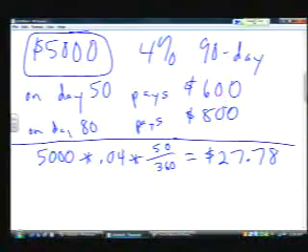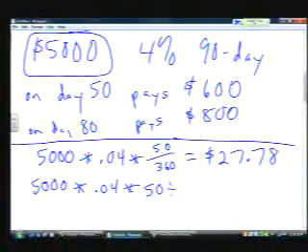On your calculator, you punch in 5,000 times 0.04 times 50 divided by 360. That's the easy way to do that on your calculator. Now, if you have a Kmart Blue Light Special, it's not going to work correctly. Hopefully your calculator, Rachel, and your calculator, Robert, has correct order of operations. I don't have time to talk about that right now, but this will give you the correct answer. By the way, is that what you got, 27.78, Rachel? Yes. All right, good deal.